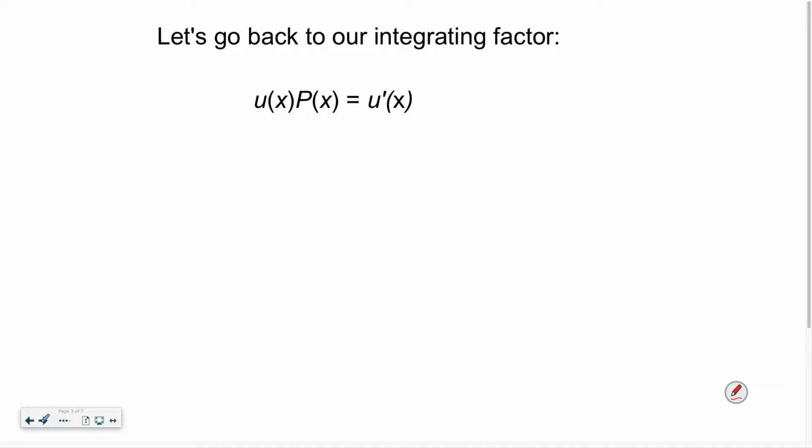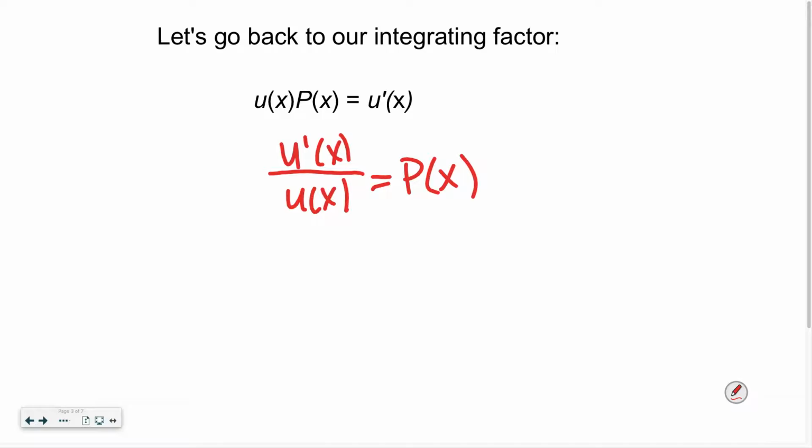I want to know how to figure out our integrating factor. u of x just doesn't fall from the sky, which it did. But we actually have to figure out what our integrating factor is and how we can force that product rule to happen. So let's rewrite this, shall we? Are you okay with my rearrangement where I divide the u of x over to be with u prime?